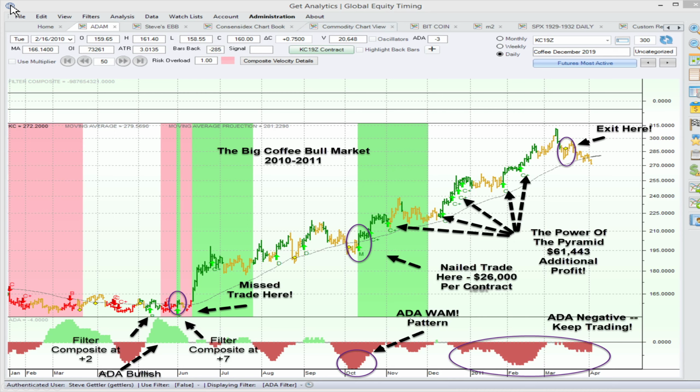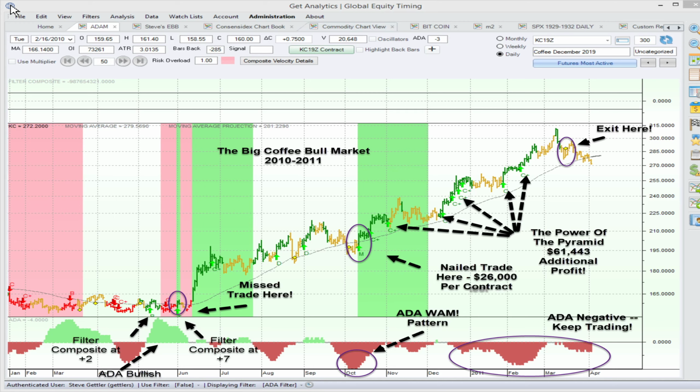But when you had the ADA wham pattern, which turned ADA bullish, you wanted to buy, and you wanted to keep buying as long as you were proven successful. And that's what happened as prices went higher. You follow the price trend regardless of anything else once you've got a profit. So some interesting lessons learned here on this particular chart of the big coffee bull market.